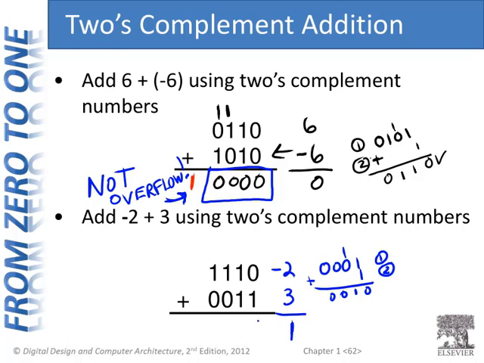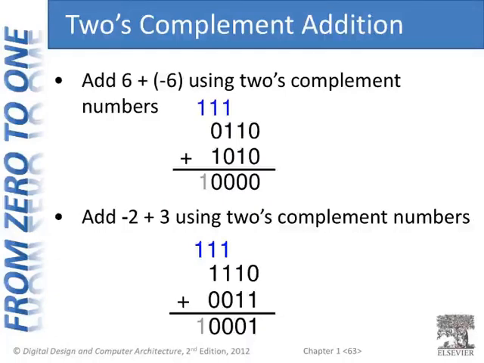0 plus 1 is 1. 1 plus 1 is 2. 0, carry the 1. 1 plus 1 plus 0 is 2, which is 0, carry the 1. 1 plus 1 plus 0 is again 2. 0, carry the 1. 4-bit addition, 4-bit result. Here is my result.